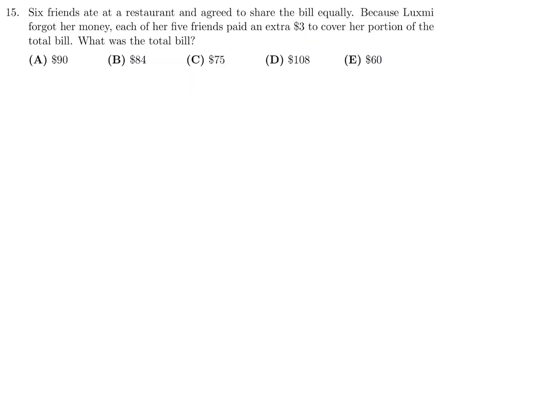6 friends ate at a restaurant and agreed to share the bill equally. Because Lakshmi forgot her money, each of her 5 friends paid an extra $3 to cover her portion of the total bill. What was the total bill? Well, we got 6 friends, and each of them would pay equal. So if the bill is represented by B, each of them would pay B divided by 6.